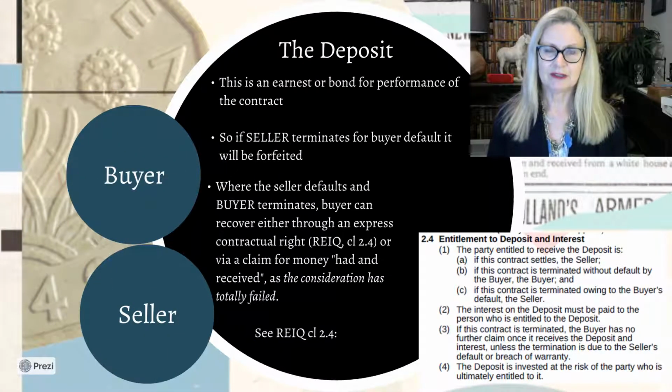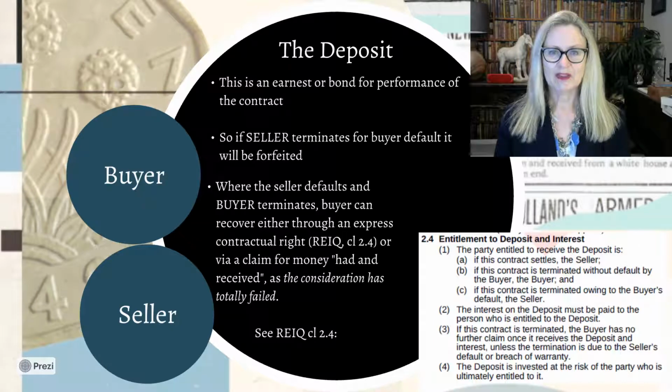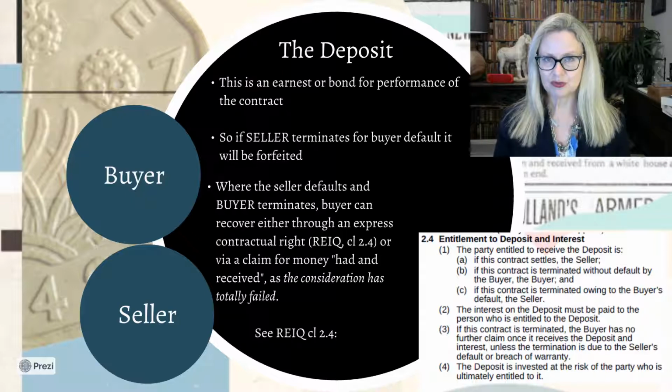As we already know, the deposit is an earnest or bond for performance. If the seller terminates for the buyer's default, the buyer is going to forfeit their ability to recover the deposit. Where the seller defaults and the buyer terminates, the buyer can recover either through an express contractual right, like 2.4, and I've set out 2.4 there for you, or via a claim for money had and received, on the basis that the consideration has totally failed. You did total failure of consideration in your contract law unit. That should hopefully be ringing some bells there.